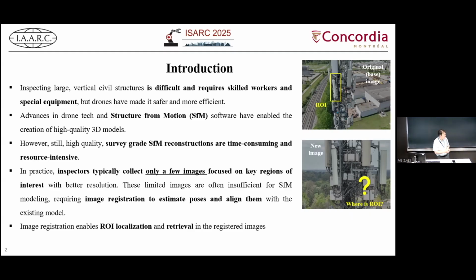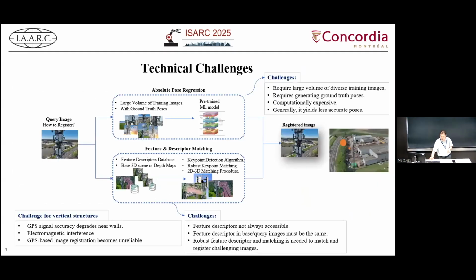So what we can do is register those images into the baseline model that we already built. The image registration process is to find out the pose and the angle, so that we find out what area the images were captured. So we need some kind of robust image registration technique. But there are two big streams of pose estimation.